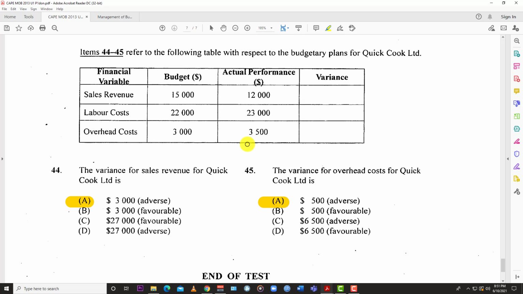So we have come to the end of the Unit 1 2013 paper. We have completed the Unit 1 2013 paper 2. And now we have completed the Unit 1 May/June 2013 paper 1.